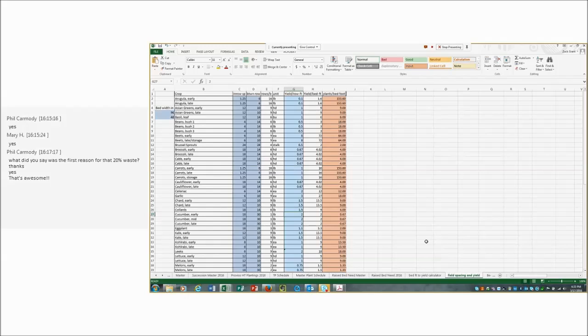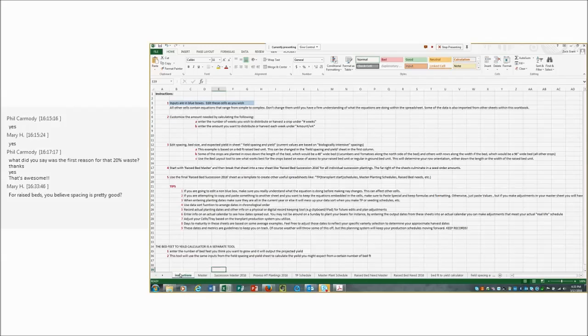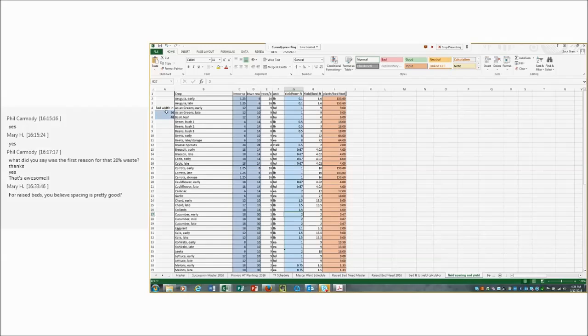Okay, so we're going to click back out of that and go back to the instructions really quick again. So we're on bullet 3. Edit spacing, bed size, expected yield. Again, I think I covered this. This particular example is based on a 4 by 8 foot raised bed unit. So in that column A that you see, you can change it. Let's go back to that really quick. You could change it. So let's change A5, for instance.